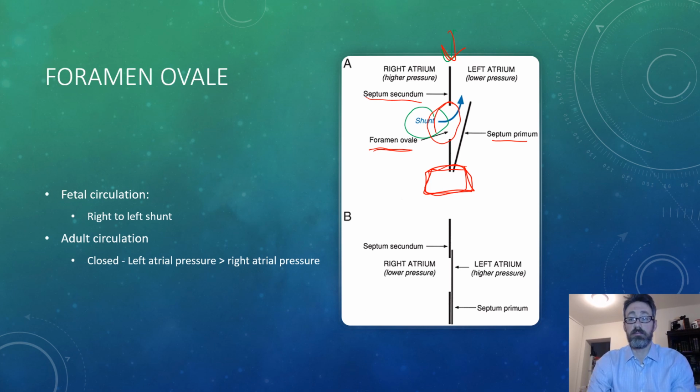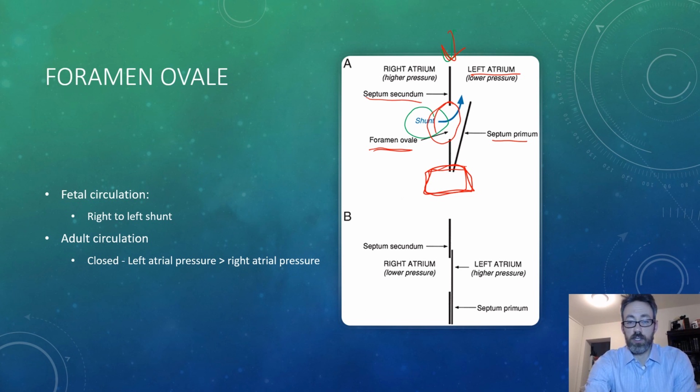So the septum primum, which is facing the left atrium over here, acts like a trap door. And the septum secundum has a little hole in the center of it. And so what happens is the high pressure from the right atrium pushes open the trap door of the septum primum, and blood can move into the left atrium. And it moves from right to left during fetal development because of that pressure difference.